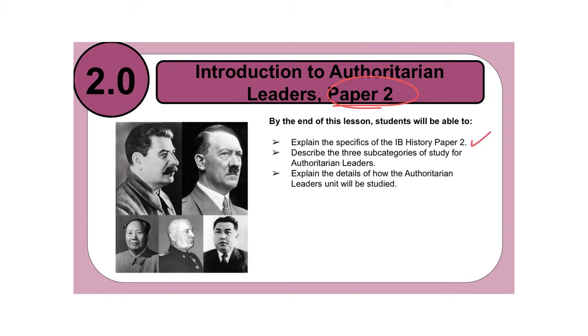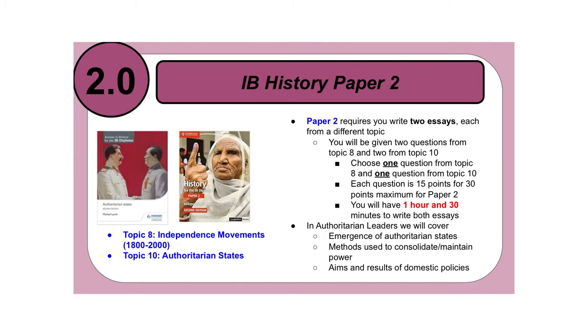You should be able to explain the specifics of IB History Paper 2. You should be able to describe the 3 subcategories of study for authoritarian leaders, and you should also be able to explain the details of how the authoritarian leaders unit will be studied and what you're going to be completing throughout the duration of this particular unit. As a reminder, if you see anything in blue, that is something you definitely want to focus on in terms of notes.